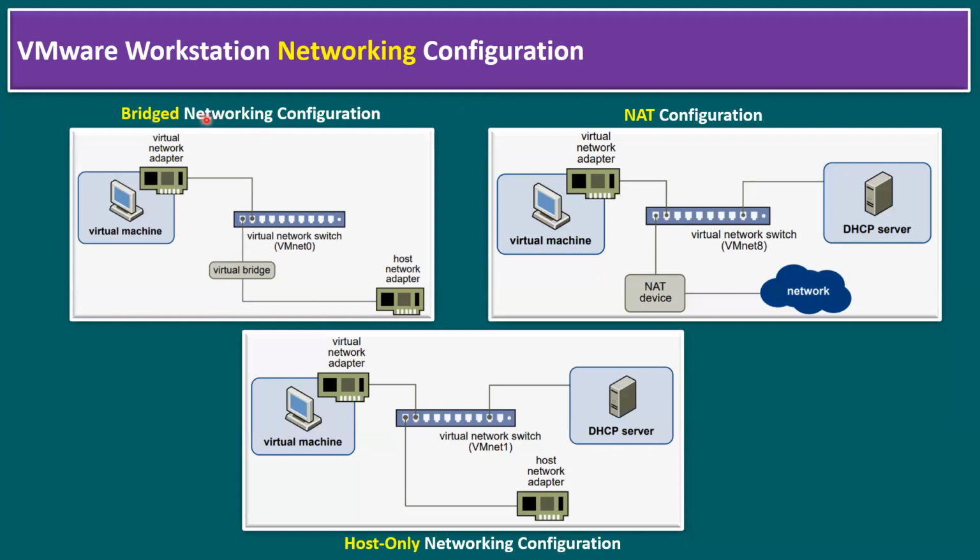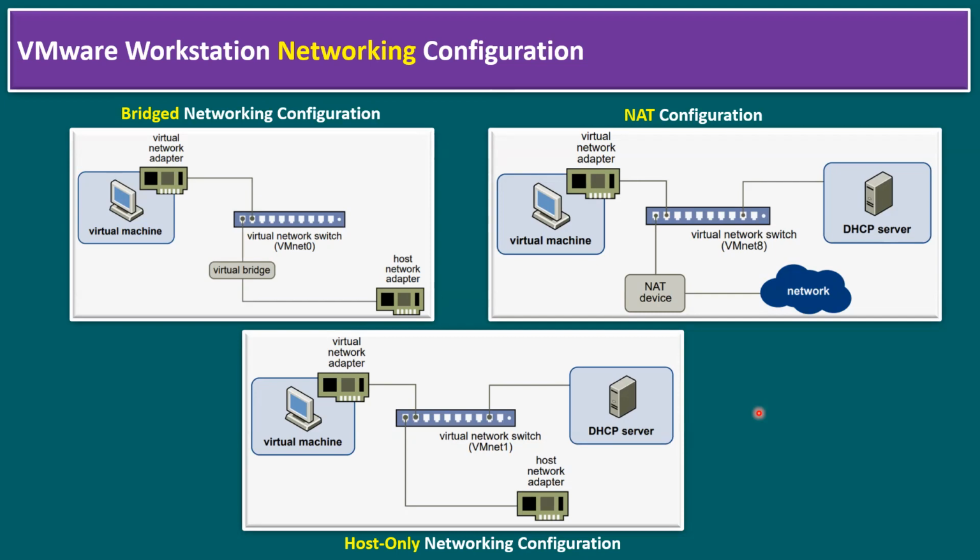When we install VMware Workstation, by default it creates a virtual network switch. That number we call VMnet 0. But when it comes to NAT configuration, there is VMnet 8, and within host only there is VMnet 1. We'll try to observe whether these VMnet 0, 1 and 8 are created within our system or not.